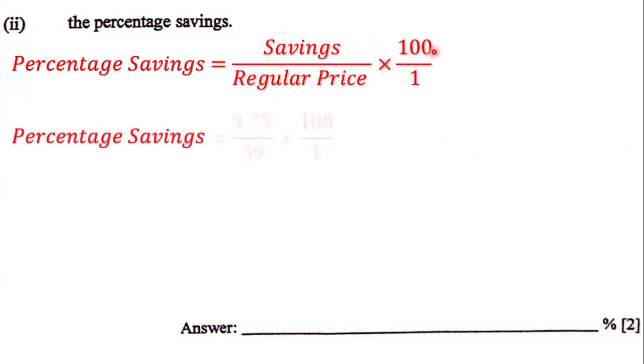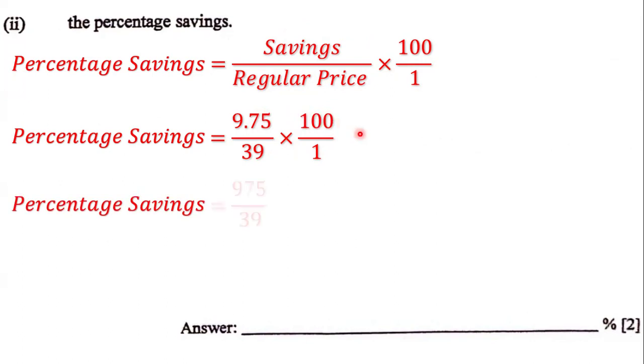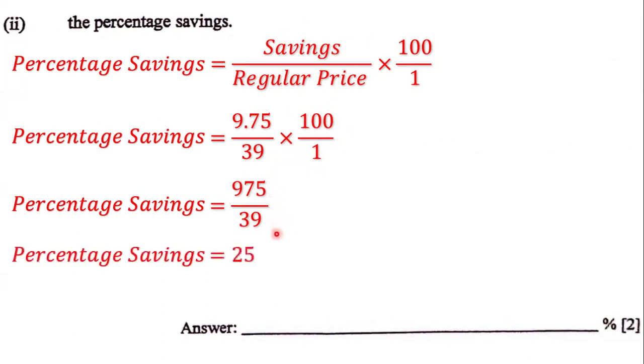What is the savings? His savings is going to be 9.75. What is the regular price? The regular price is $39, and we multiply this by 100 over 1. We take 9.75, multiply that by 100, and that gives us 975. And we take 39, multiply that by 1, and that gives us 39. Next, we divide. We have 975 divided by 39, and that gives us 25. And so that means that the percentage savings is 25%.